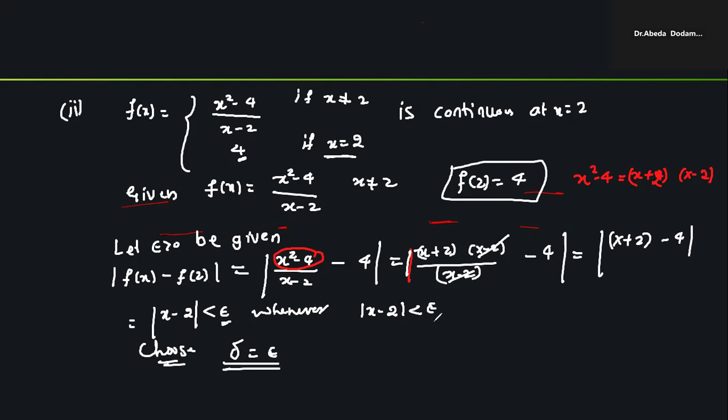So this choosing is very important, like depending on how you got in the previous case, you have got your delta as epsilon by 3.